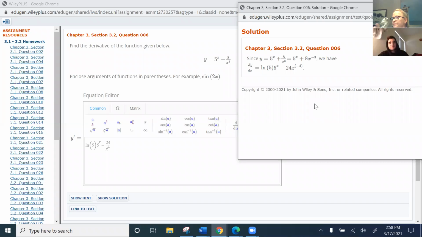I'm confused how they get that fraction at the end there after they make it into 8x to the negative third power. Oh, because this is x to the negative 4th power, and you can't have negative exponents in your final answer, so you move this to the denominator and make the exponent positive. Oh, okay. Got it.